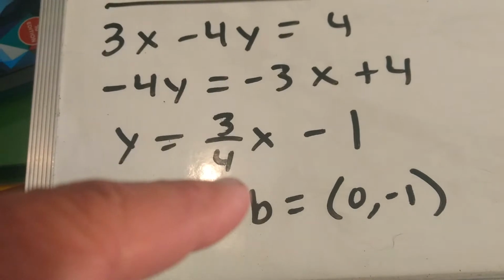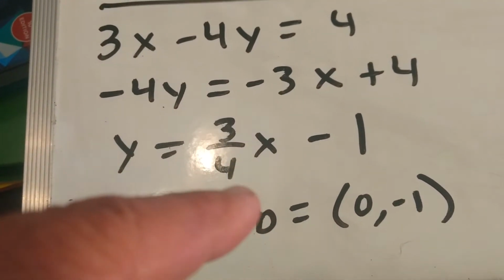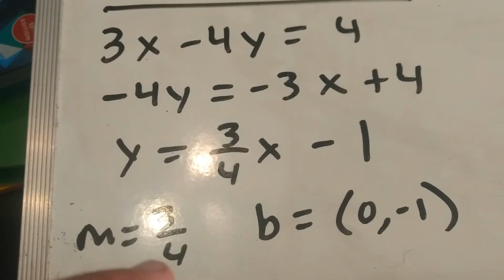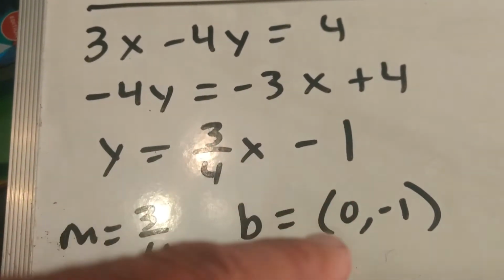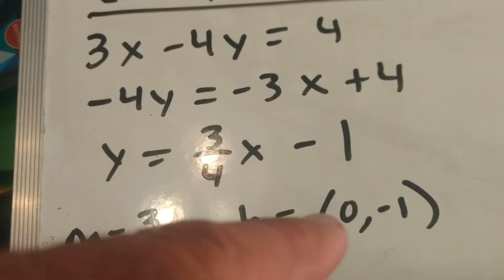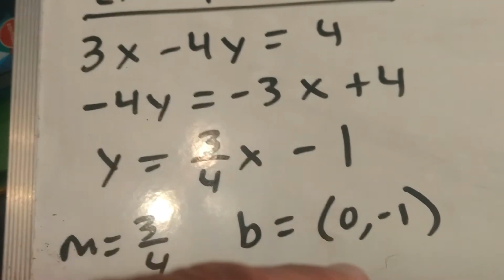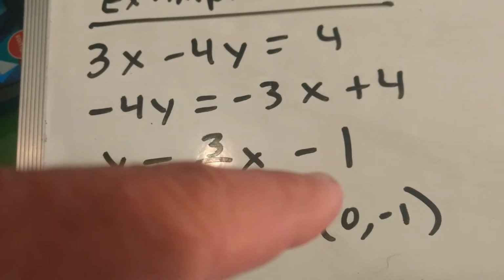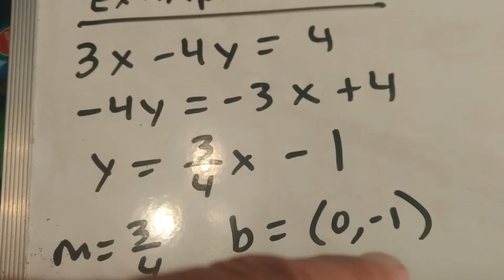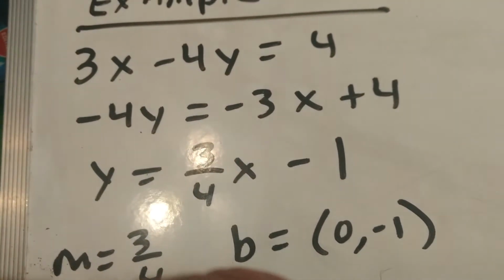Slope-intercept form tells me that the number with the x variable is the slope, so we have a slope of 3/4. The minus 1 at the end tells us that's the y-intercept, so it's (0, -1). Do not put b equals negative 1. I will mark it wrong. Your y-intercept is an ordered pair, and it should be written as an ordered pair.